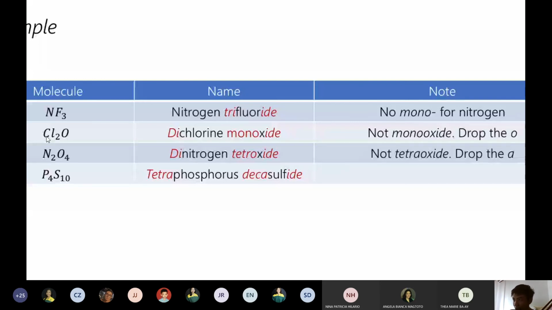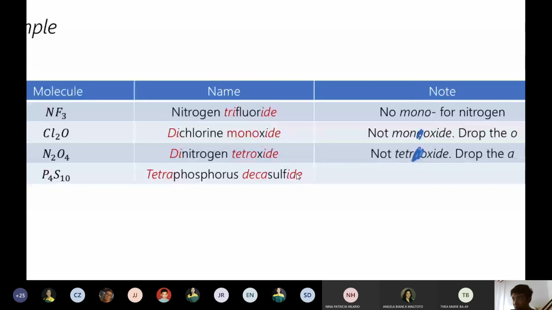Cl2O. Dalawang chlorine, so dichlorine. Isang oxygen, monoxide. Hindi siya monooxide. Again, you drop the O sa prefix. It's not monooxide, it's monoxide lang. N2O4. Dalawang nitrogen, dinitrogen, apat na oxygen, tetroxide. Again, yung A, binubura, tetroxide lang ang matitira. P4S10, tetraphosphorus decasulfide.